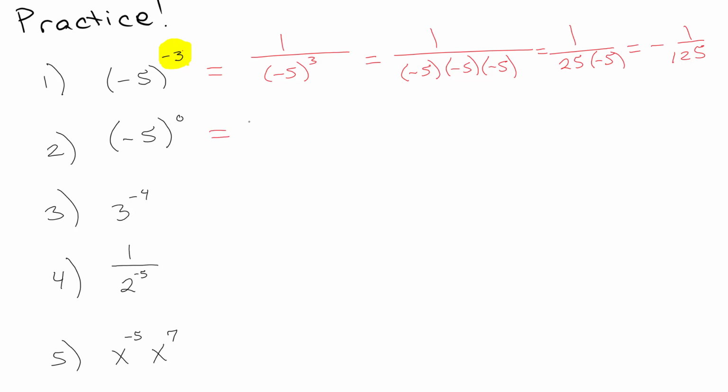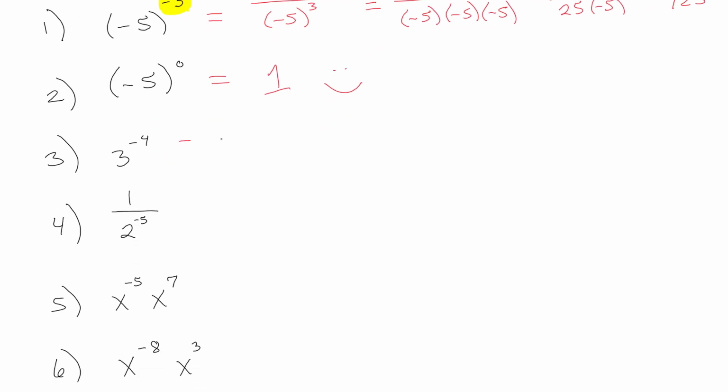Now this one, it doesn't matter what's inside as long as the inside isn't 0. It's raised to the power of 0, so that answer is just a big happy 1. Yay, happy 1. All right, 3 to the negative 4, we're going to write as 1 over 3 to the 4. So the power of 4.